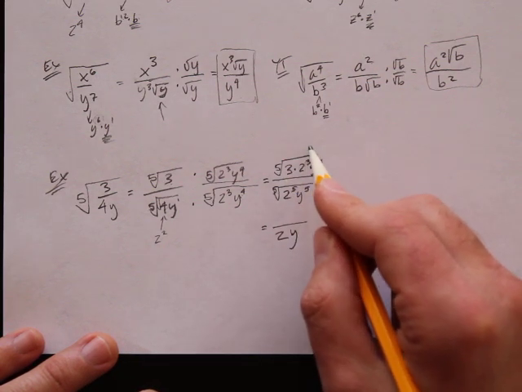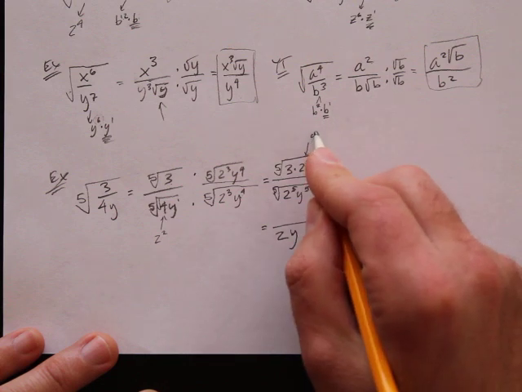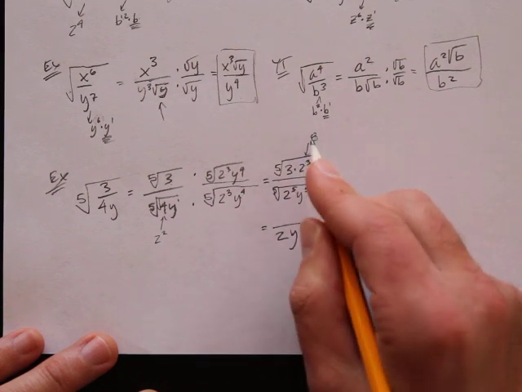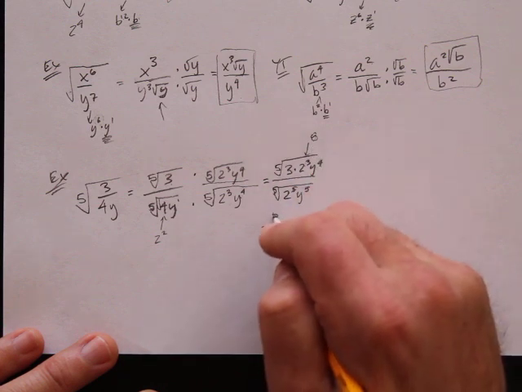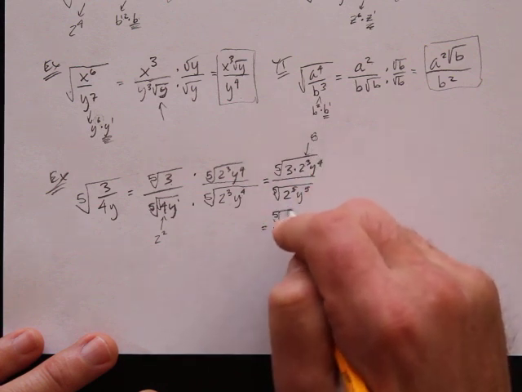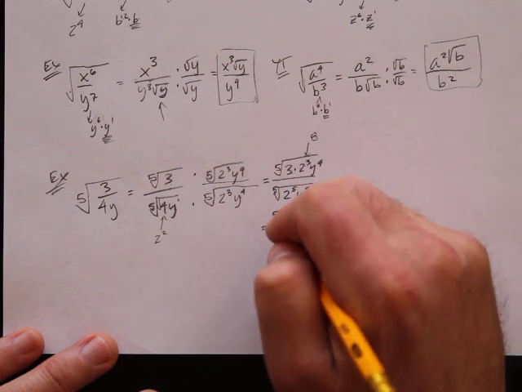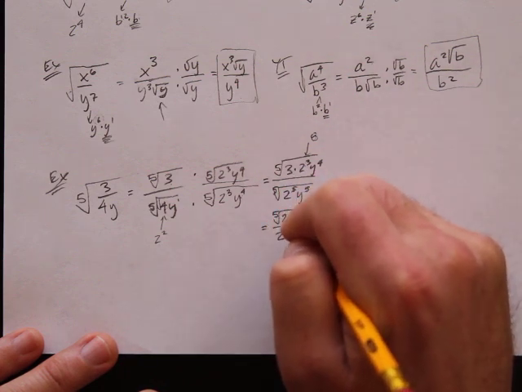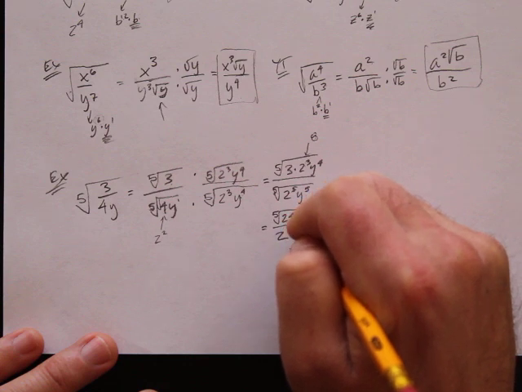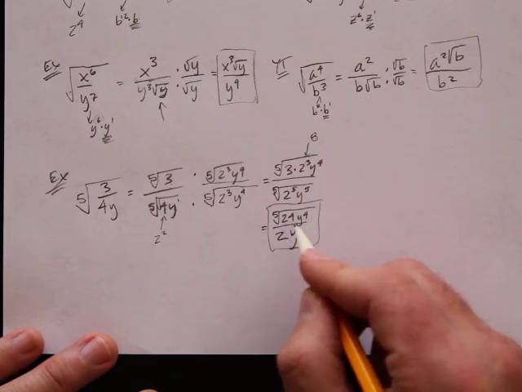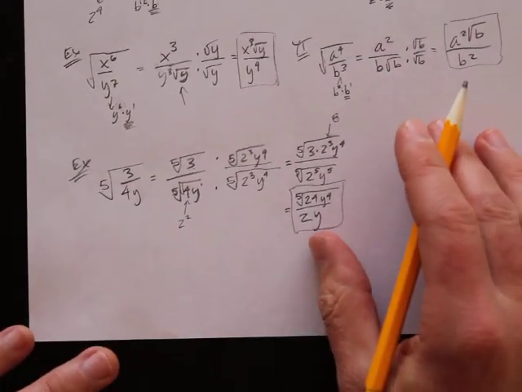I can simplify this as 8. 2 to the third is 8. And so I'm going to say the fifth root of 8 times 3, which is 24, times y to the fourth power. This looks a little bit different than the answer in the notes, but it's fine.